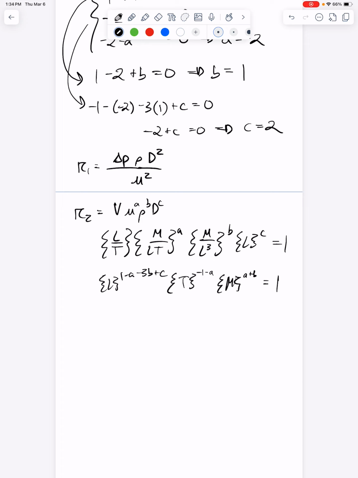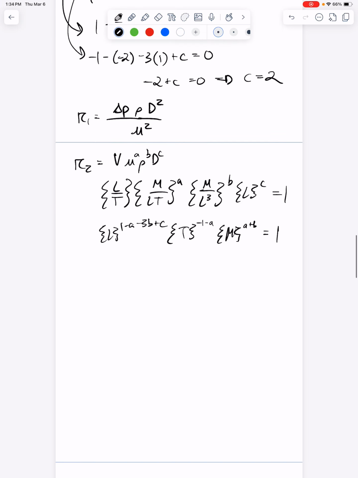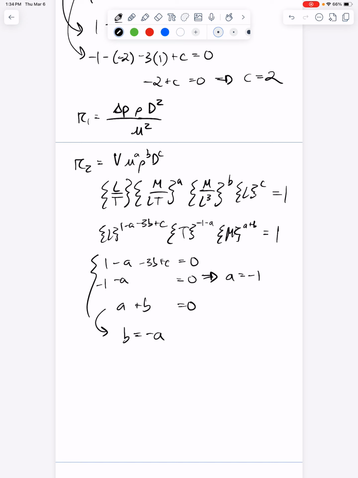All right. Once again, a new system of linear equations. For L, it's 1 minus a minus 3b plus c equals 0. For t, negative 1 minus a equals 0. For m, a plus b equals 0. Solving the easiest first, which is the second equation, a is negative 1. If a is negative 1, the third equation says that b is equal to negative a. Therefore, b is equal to positive 1.